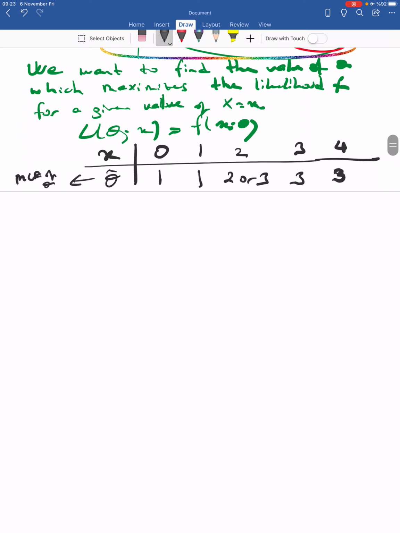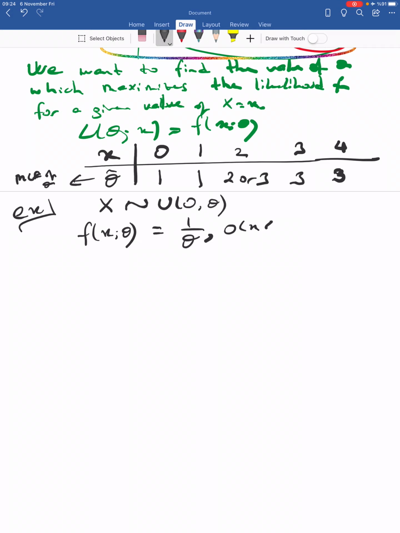Now, if we cannot use differentiation methods to find the maximum likelihood estimator, then you have to use some logic to find the estimator using the definition of maximization. So let's say we have a random variable from uniform 0 to theta. And if you remember the PDF form of the uniform, it's 1 over theta, where the range is from 0 to theta.